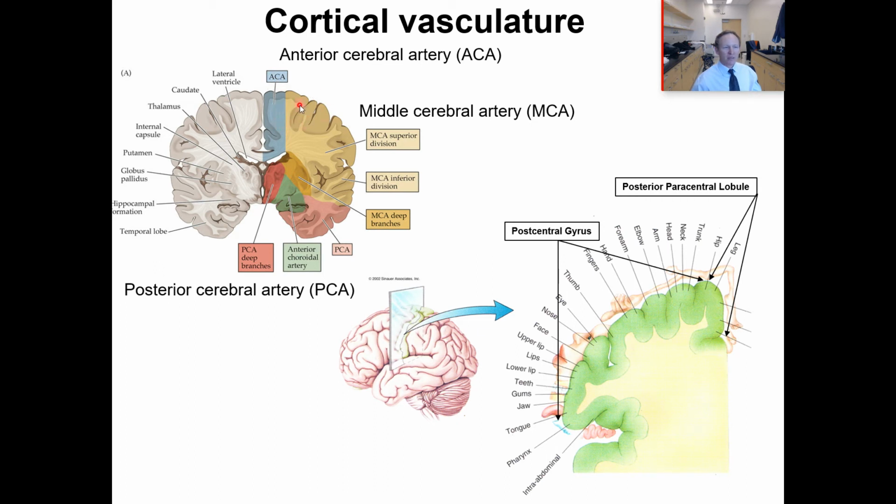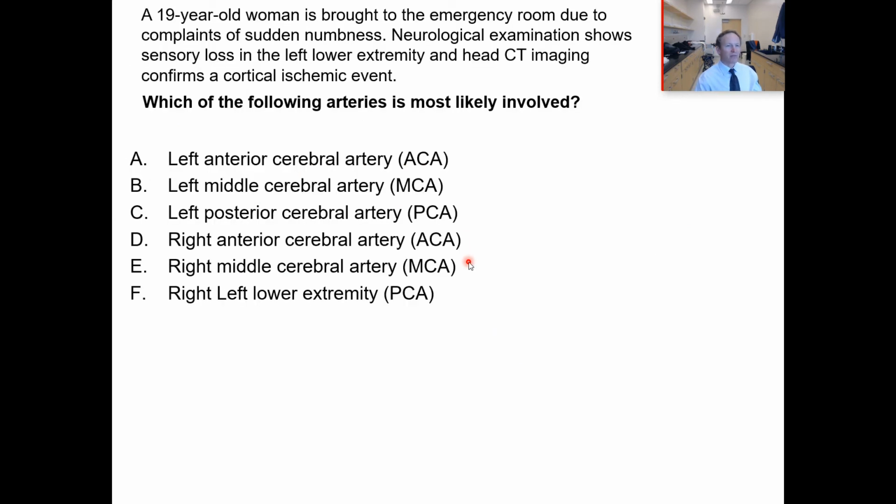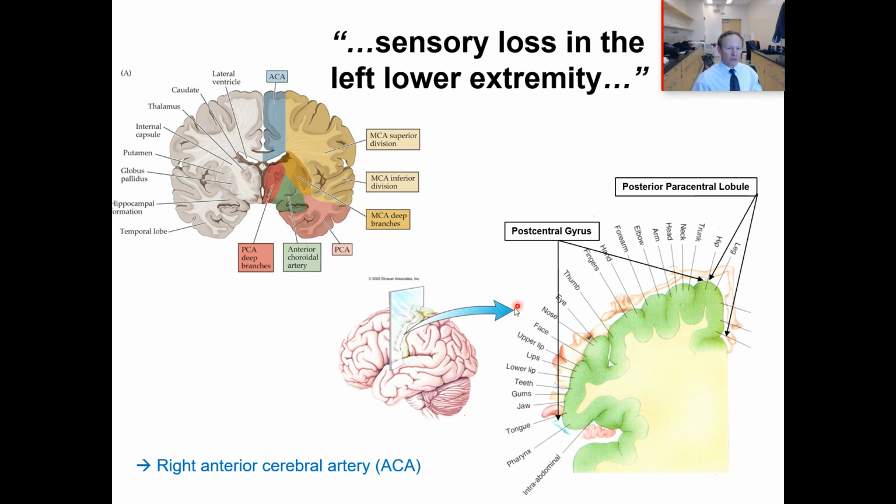So how is this diagnostically important? We can find that out by looking at this case. The correct answer here is D, the right anterior cerebral artery. Why is it the right anterior cerebral artery? First of all, it's the right part of the brain. It's the right cortex. It's the right cerebral artery because the sensory loss is in the left lower extremity.